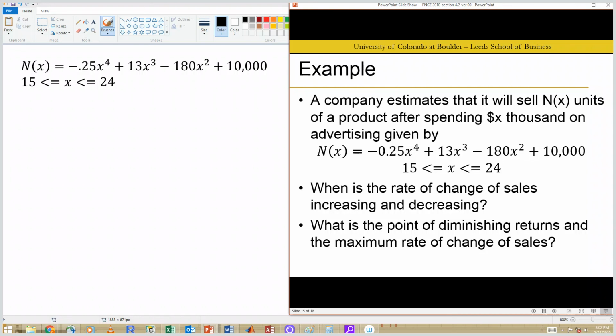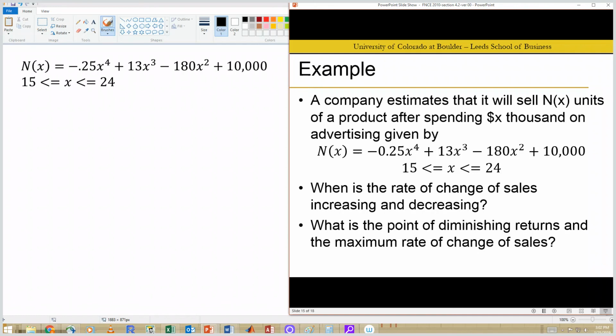A company estimates that it will sell N of x units of a product after spending x thousand dollars on advertising, given by N of x equals negative 0.25x to the fourth plus 13x cubed minus 180x squared plus 10,000 for 15 is less than or equal to x is less than or equal to 24.